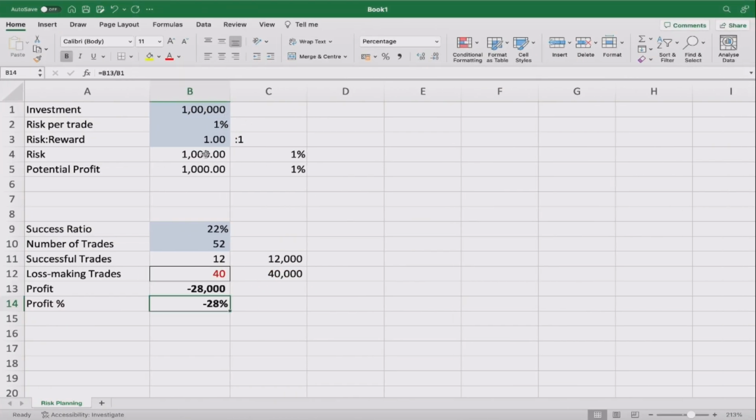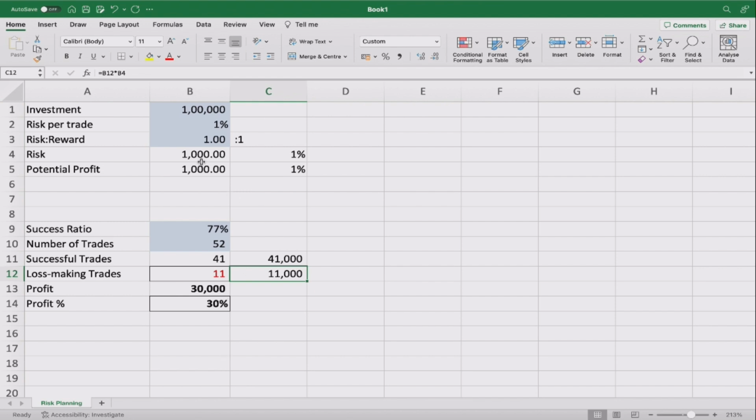Again, we have that 1 lakh rupees as capital. We are taking 1% risk per trade, giving us a risk of 1,000 rupees. Now, before we set the risk to reward ratio, remember this is an undefined amount, so we will come back to it. But let's assume right now we're looking at a 1:1. With a 77% chance of success, we have a whopping 30% return on our investment of 1 lakh rupees. We have 41 successful trades giving us 41,000 rupees and 11 loss-making trades giving us 11,000 rupees of loss.